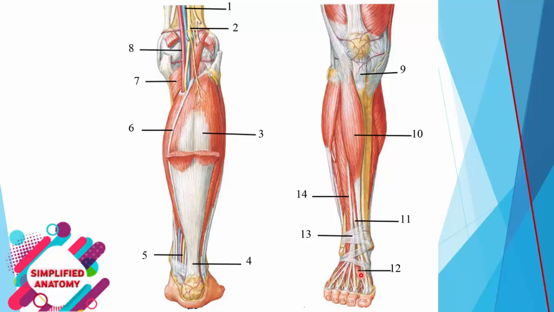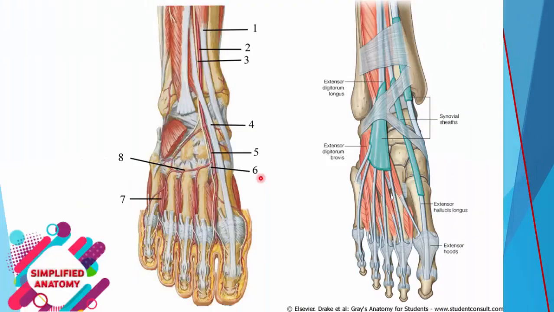On the dorsum of the foot, there is a muscle called extensor digitorum brevis. The medial tendon that goes to the big toe is called extensor hallucis brevis, which is number 12. Number 13 is superior extensor retinaculum and this is called inferior extensor retinaculum. Again, this view is anterior view about the anterior compartment of the leg and the dorsum of the foot.